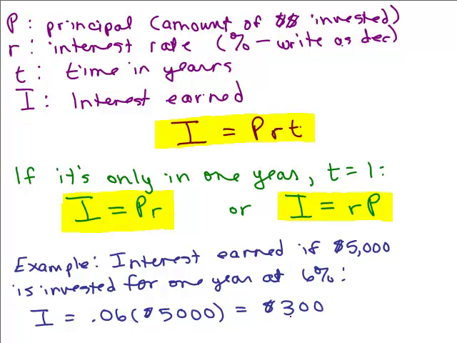And so we've got a quick little example down here. If you invested $5,000 at 6% for 1 year, you would earn $300 in interest. So we're going to use this formula, I equals the rate times the principal.